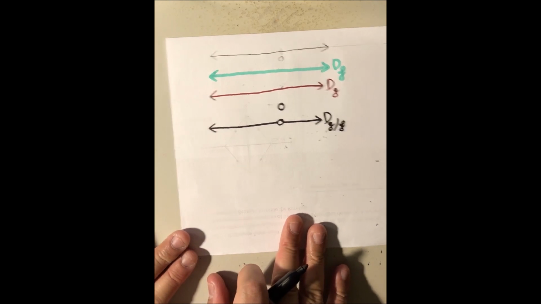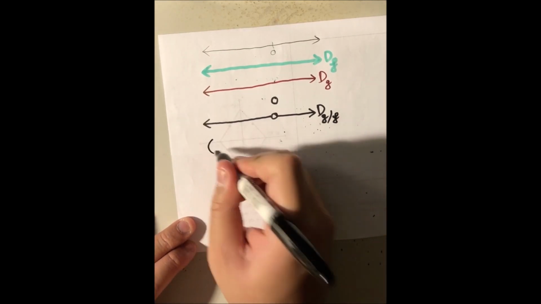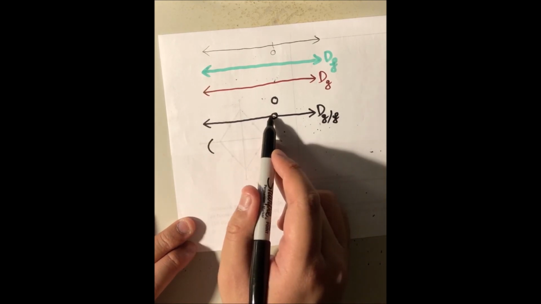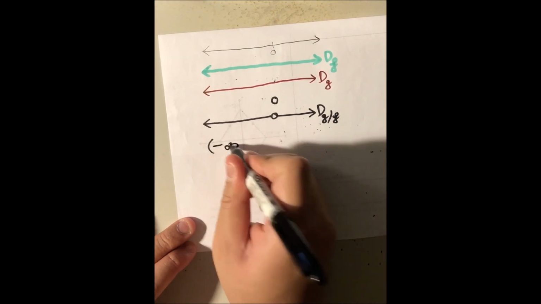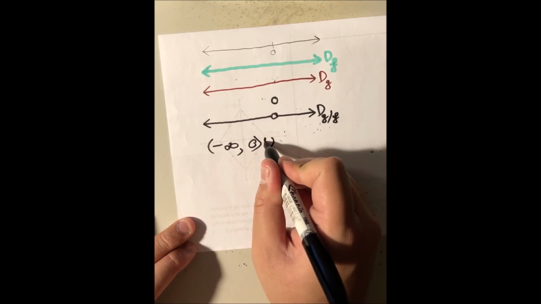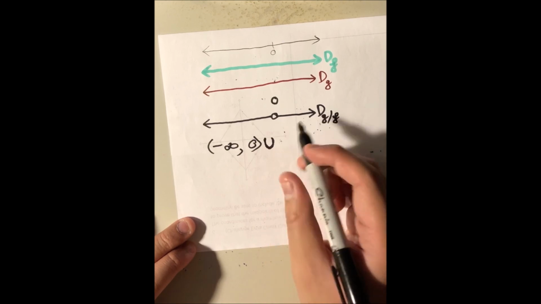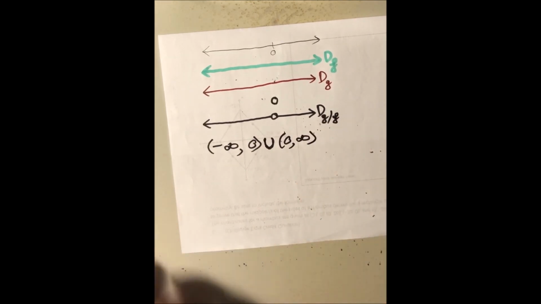Now what about the interval notation? Well, going from left to right again, from negative infinity up to 0, but not including 0. So we're talking about the open interval for this part of the graph of the domain of g over f. Negative infinity, comma, 0. Put the union sign to go to the next part. We go from 0, not including 0, all the way to positive infinity. And that is how we find the domain of g over f.